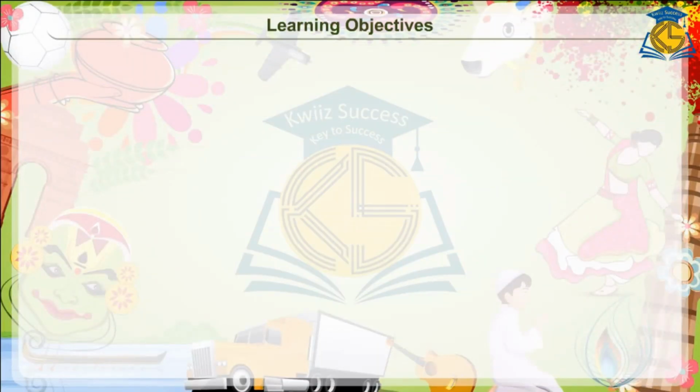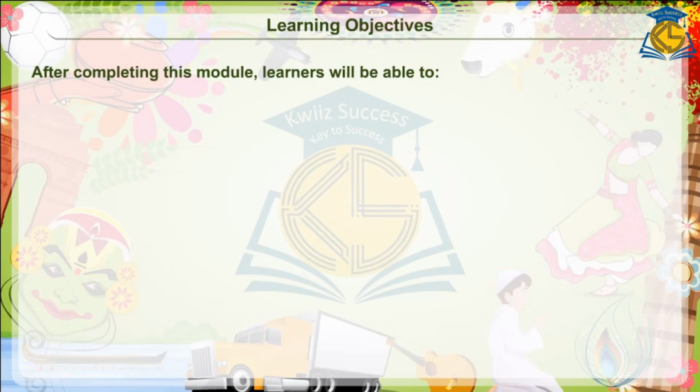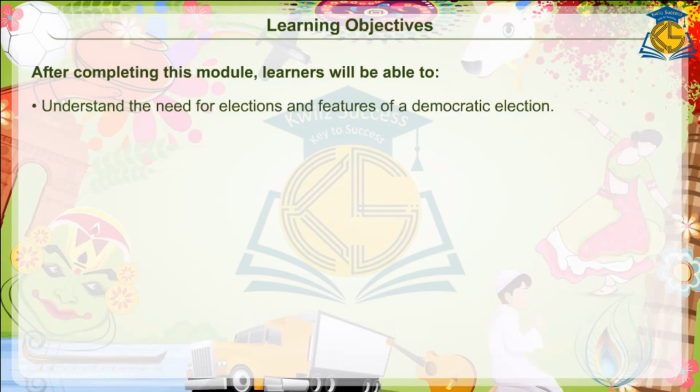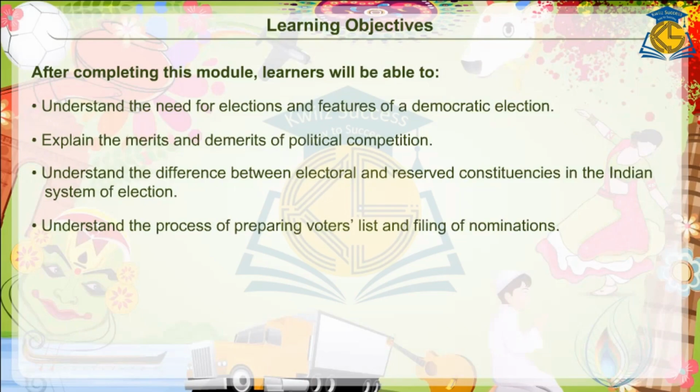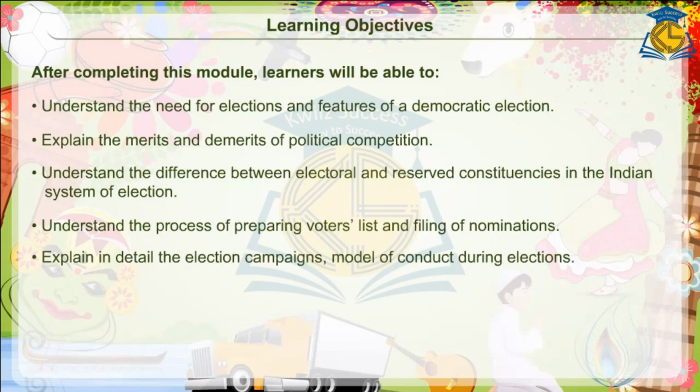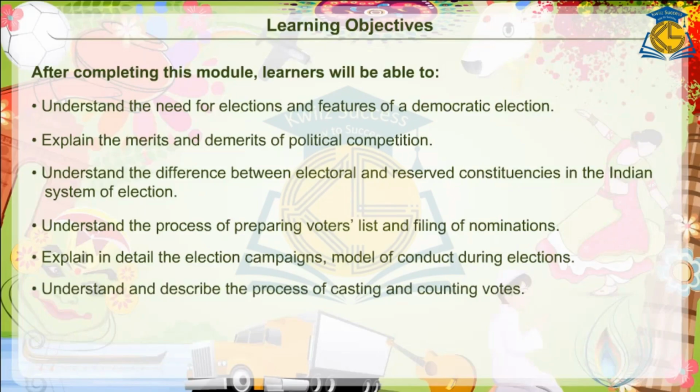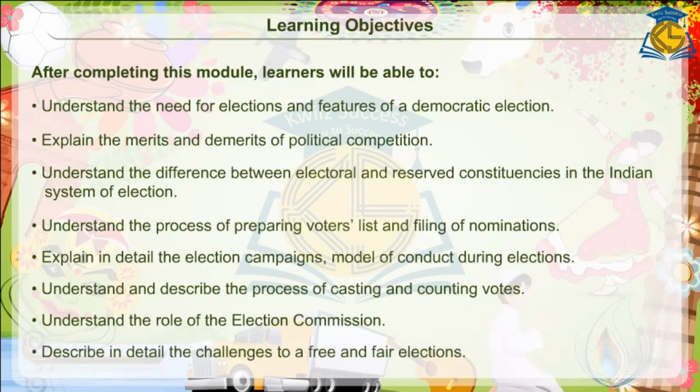Learning objectives. After completing this module, learners will be able to understand the need for elections and features of a democratic election, explain the merits and demerits of political competition, understand the difference between electoral and reserved constituencies in the Indian system of election, understand the process of preparing voters' list and filing of nominations, explain in detail the election campaigns, model code of conduct during elections, understand and describe the process of casting and counting votes, understand the role of the Election Commission, and describe in detail the challenges to free and fair elections.